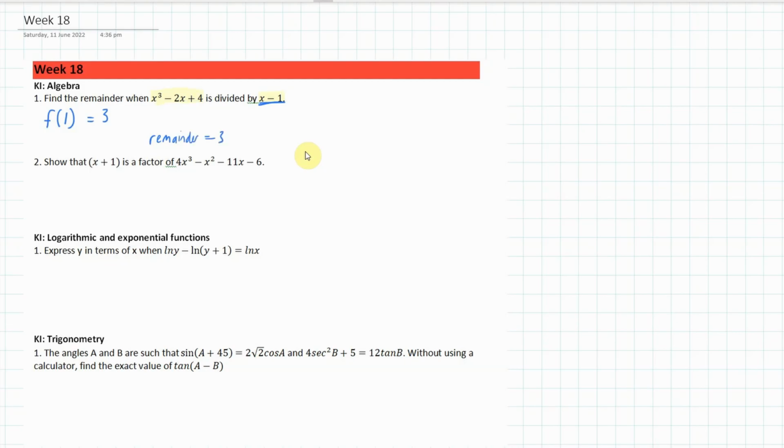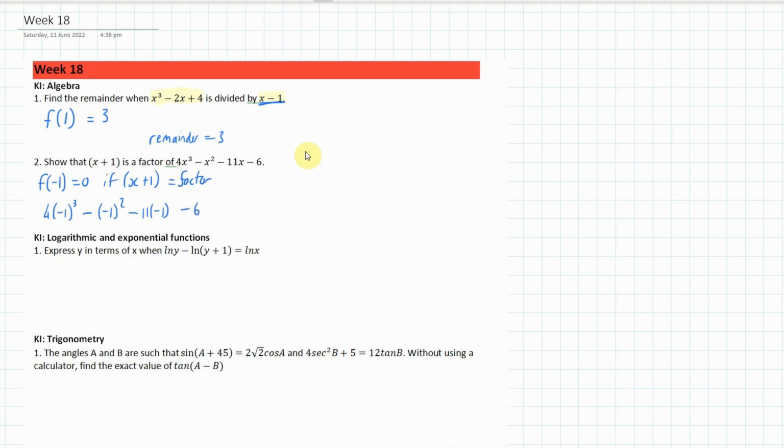Now, the next one, we've got to show that this is a factor. So if x plus 1 is a factor, then f(-1) equals 0. Okay, well, let's do that. 4 into minus 1 cubed minus 1 squared minus 11 times minus 1 minus 6.